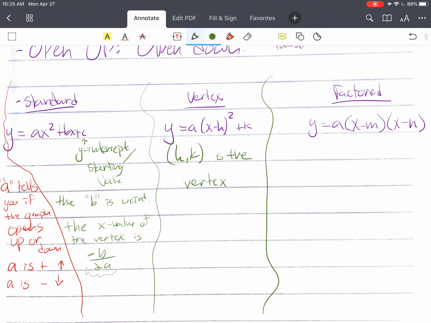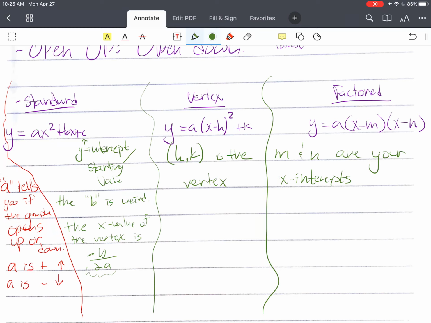Now, we have factored form. If you have an equation in factored form, there's a couple of things this equation tells you. A will tell you whether it's opening up or down. I'm not going to write that because that's true for all equations. M and N are your x-intercepts, also known as your roots or zeros. It's really important because it tells you where it's crossing on the x-axis.